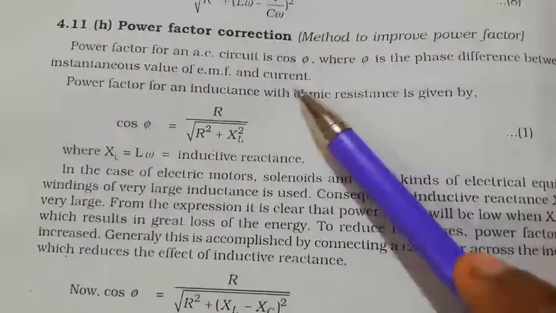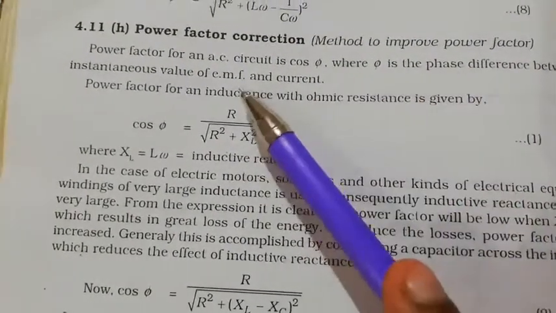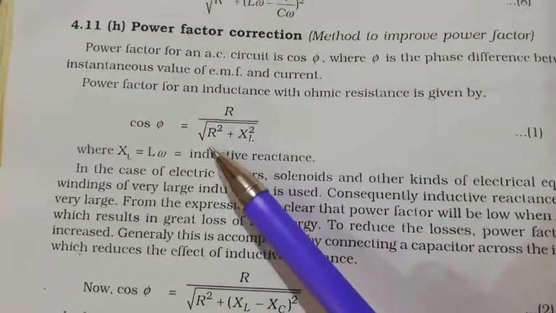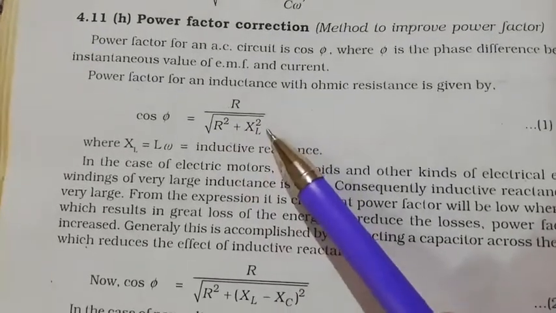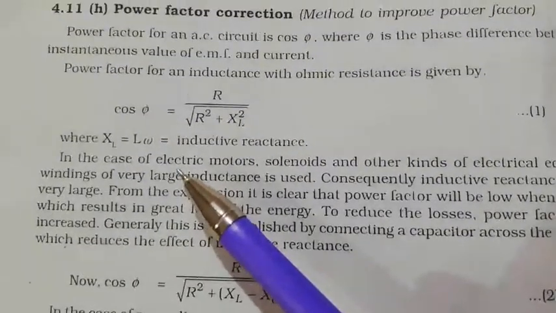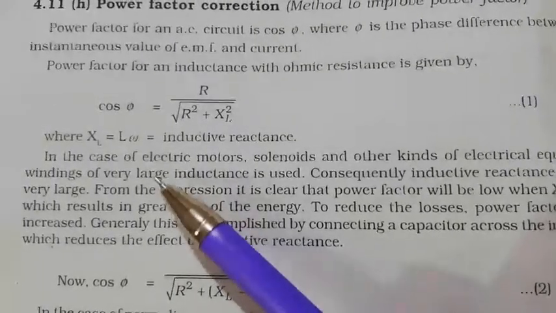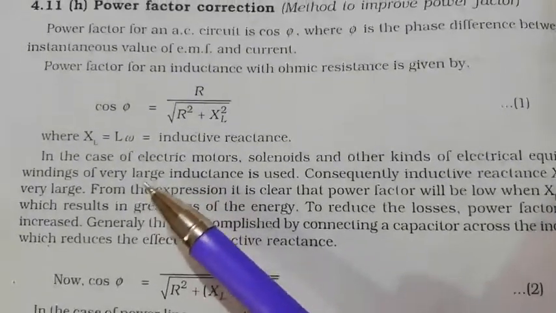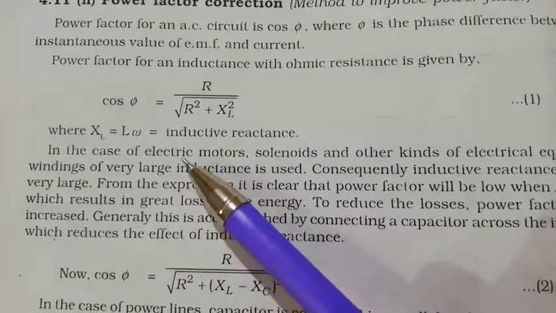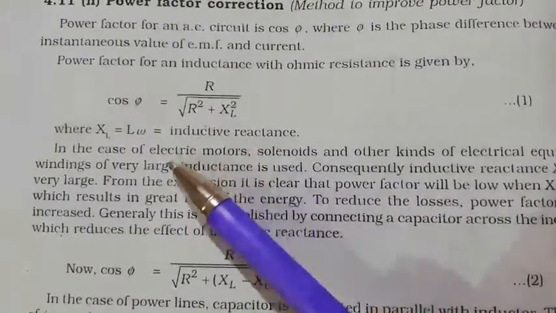Power factor correction. As we know, the power factor of an AC circuit is cos phi, and phi is the phase difference between the instantaneous value of EMF and current. In case of an LR circuit, cos phi is equal to R by root of R square plus XL square. As we know, in electric motors and solenoids or any other electric equipment which has windings, very large inductance is used. So when the inductive reactance is very large, practically in these equipments, cos phi will be very low. That means the energy loss will be very high.